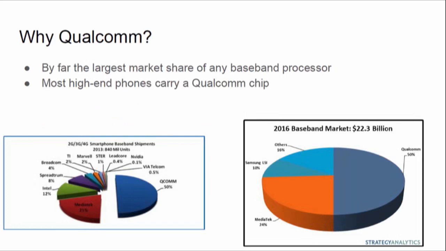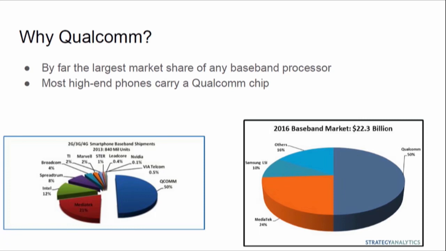So I picked Qualcomm to focus on, as they had by far the largest market share of the whole baseband market. And at least up until recently, most of your high-end phones carried a Qualcomm chip of some kind in them, all your Snapdragon processors and most of your high-end Androids these days. The market's spread up a little bit more. Huawei makes some of their own basebands. Samsung makes some with their Exynos chips.